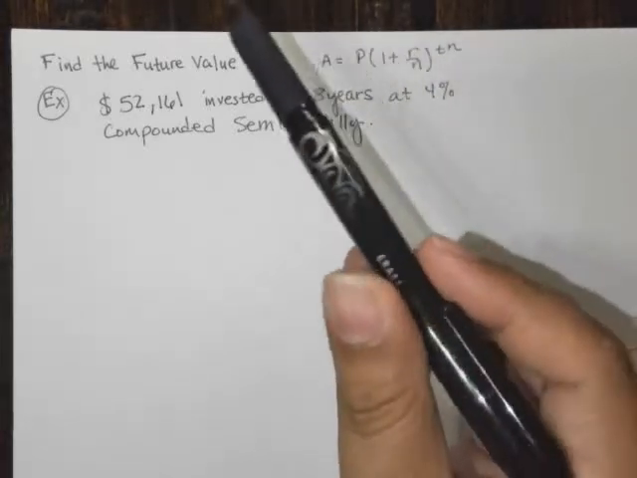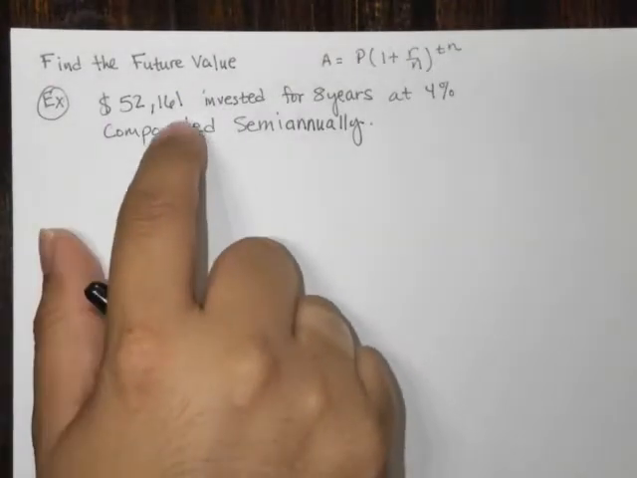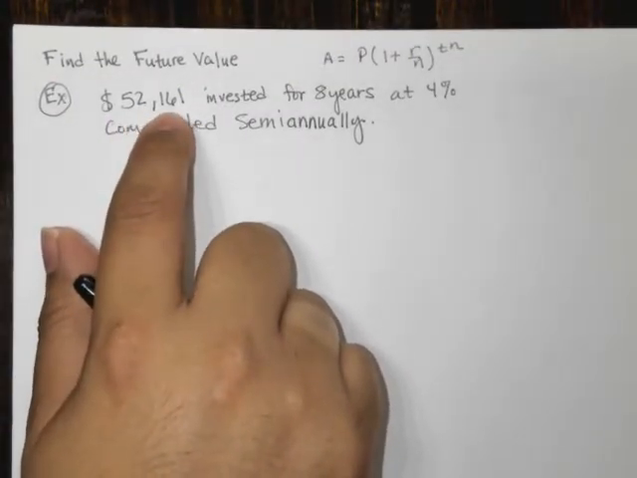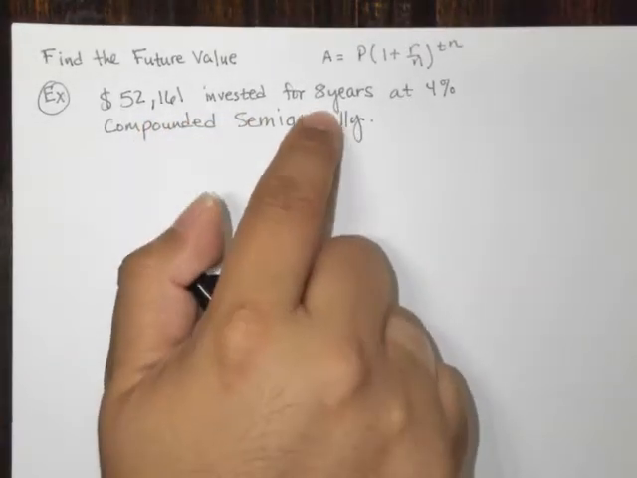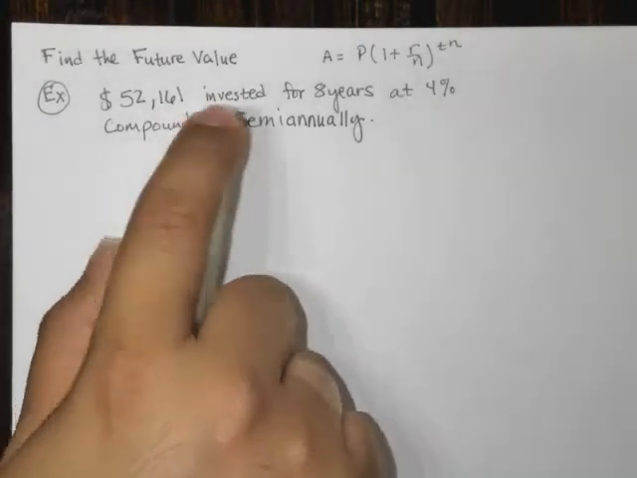In the following question, we are asked to find the future value. So we've got an amount invested. We're investing $52,161 for 8 years at an interest rate of 4% compounded semi-annually.